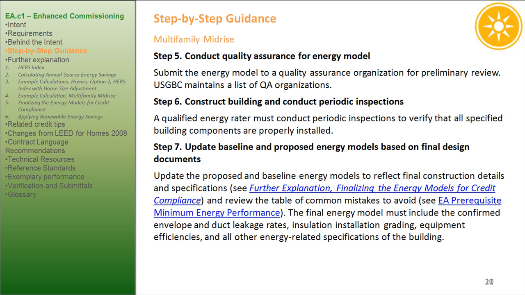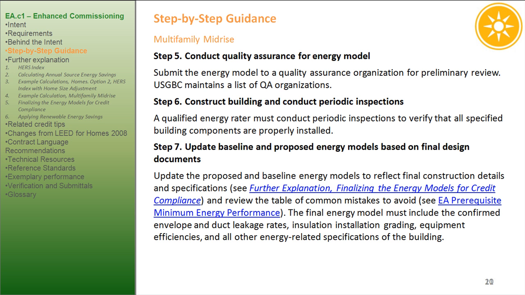Step 5. Conduct quality assurance for energy model. Submit the energy model to a quality assurance organization for preliminary review. USGBC maintains a list of QA organizations. Step 6. Construct building and conduct periodic inspections. A qualified energy rater must conduct periodic inspections to verify that all specified building components are properly installed.